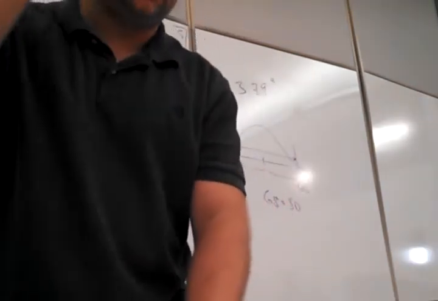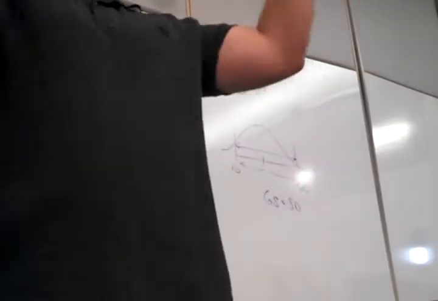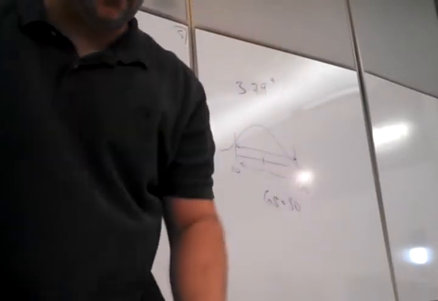What's the percentage within standard deviations from the mean? 1 is 68, 2 is 95, and 3 is 99.7. Good, so you've got to remember this.